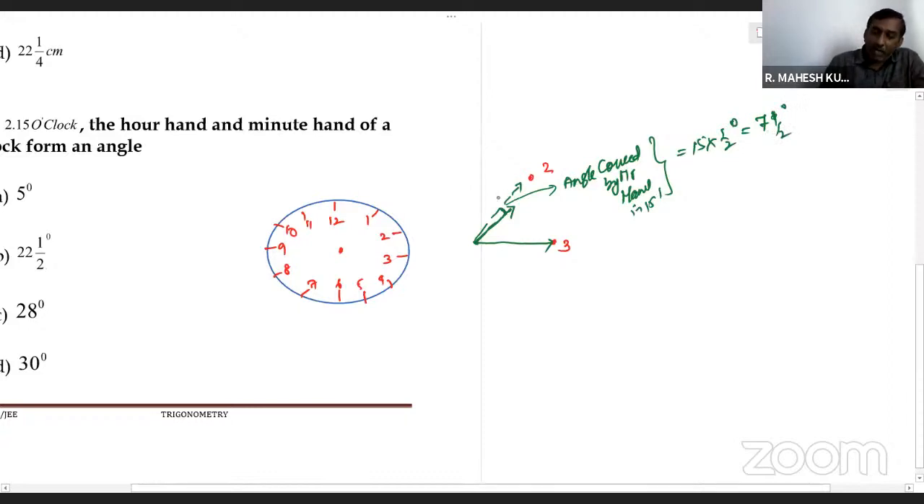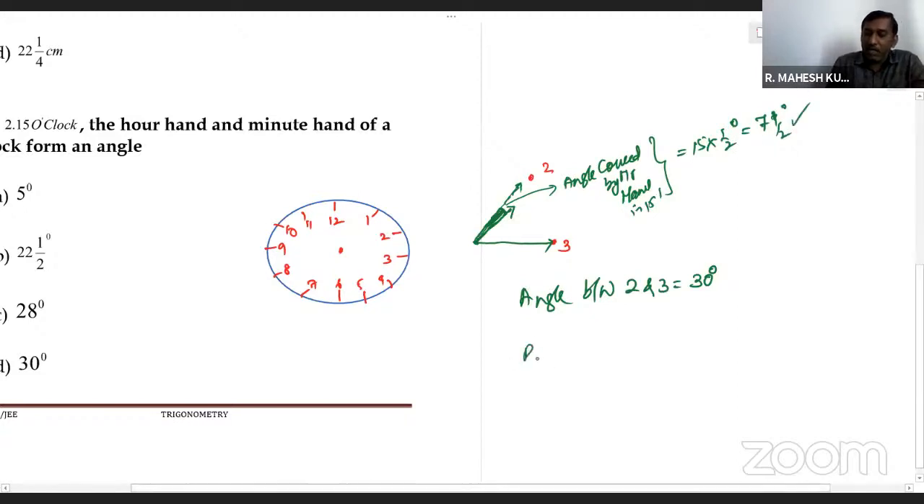So now what I do, if you take this hour hand to this one, look, there are two consecutive digits. How much is the angle between 2 and 3? The angle between this 2 and 3 is going to be 30 degrees because they are two consecutive digits, out of which we have taken this much extra angle. We have taken this extra. It is the angle covered by the hour hand in 15 minutes, that is 7.5 degrees.